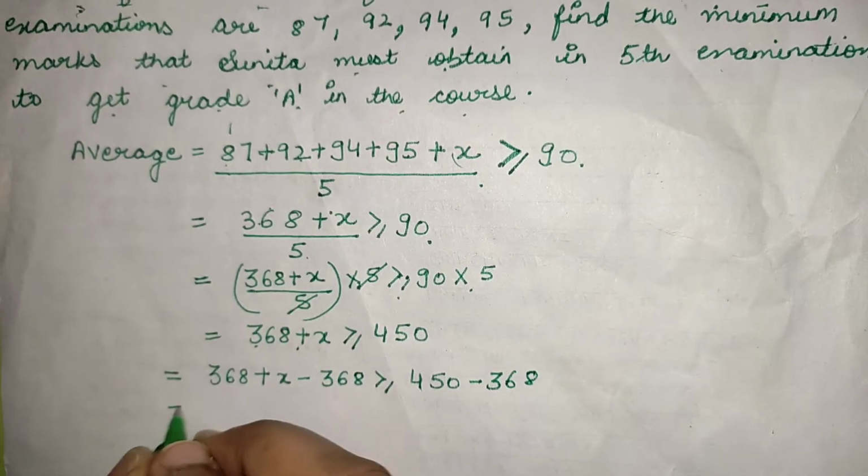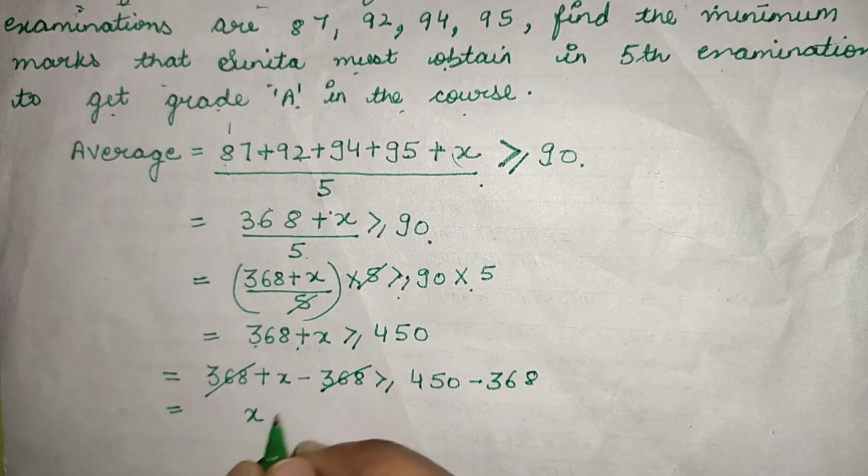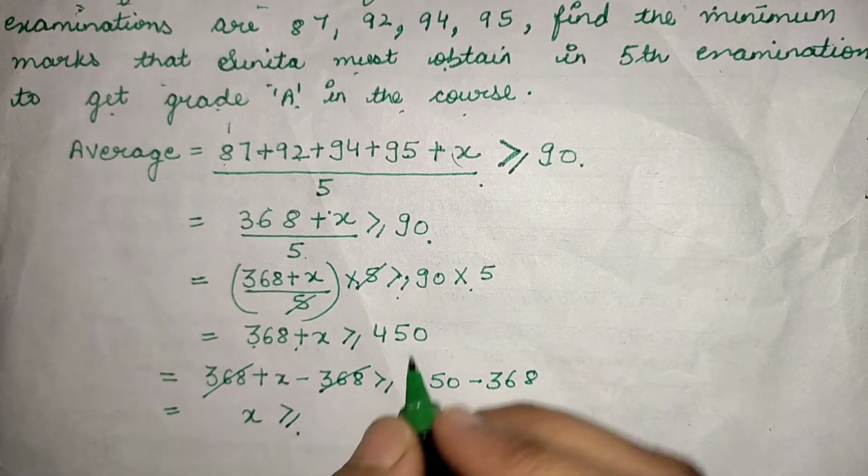So what will I get? 368 and 368 will get cancelled out, so x will be greater than or equal to.